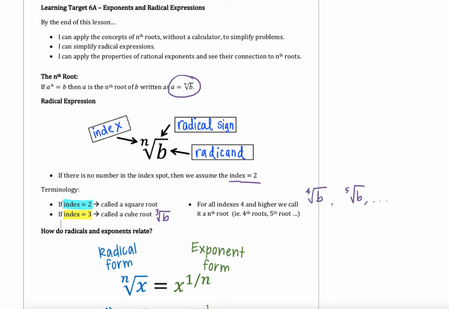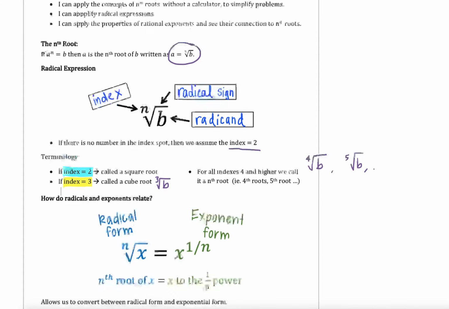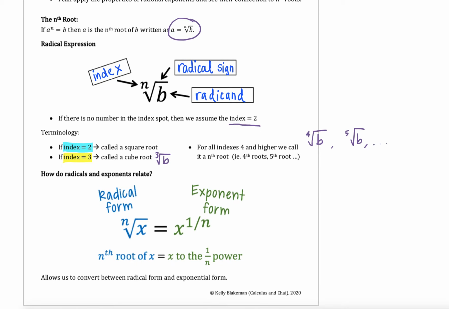Now you're probably wondering, well, what the heck are we talking about radicals now? Our whole prerequisite for Unit 4 had to do with properties of exponents. Well, radicals and exponents are actually connected and they're alternative forms of one another. So how do these two relate?